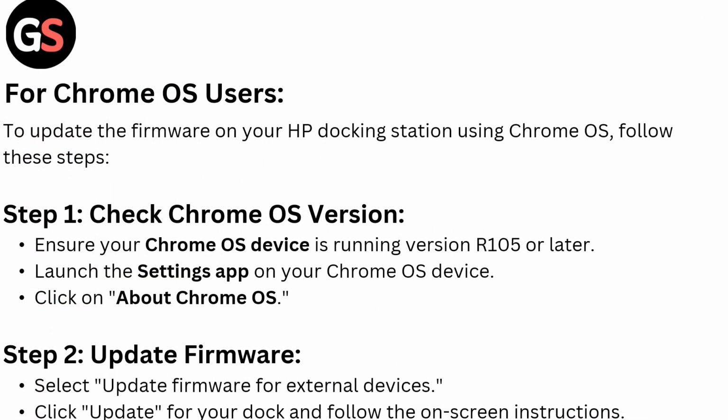For Chrome OS users, to update the firmware on your HP docking station using Chrome OS, follow these steps. Step 1. Check Chrome OS version. Ensure your Chrome OS device is running version R110 or later. Launch the Settings app on your Chrome OS device. Click on About Chrome OS. Step 2. Update firmware. Select Update firmware for external devices. Click Update for your dock and follow the on-screen instructions.